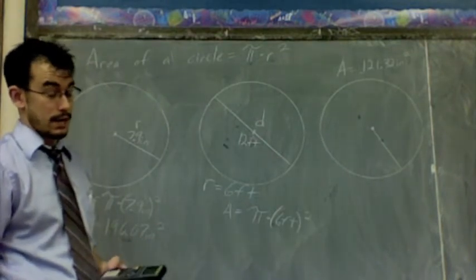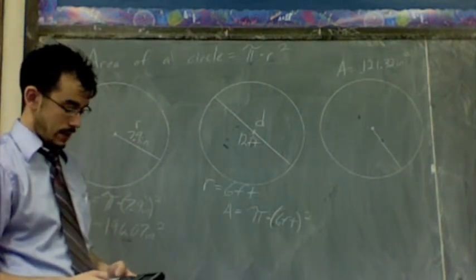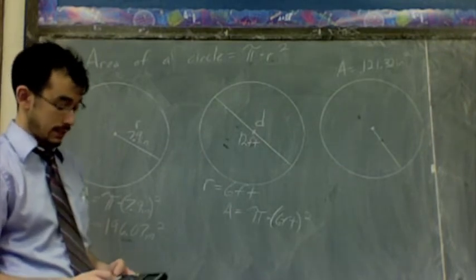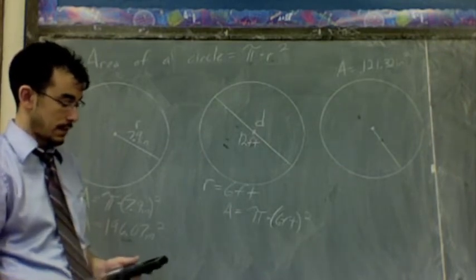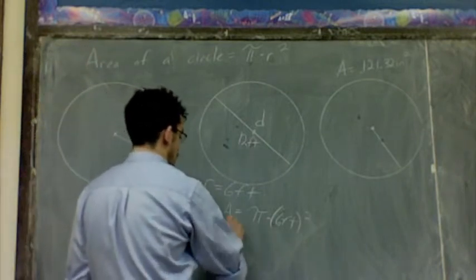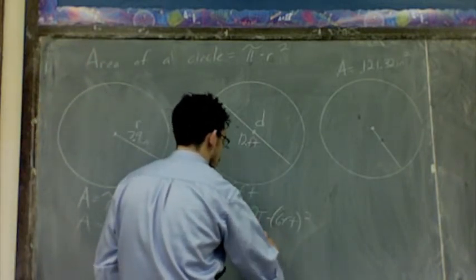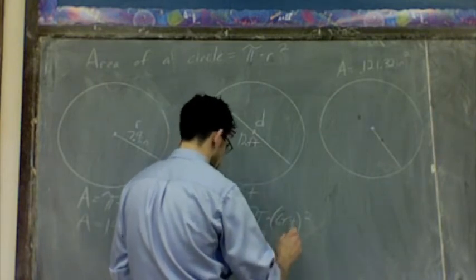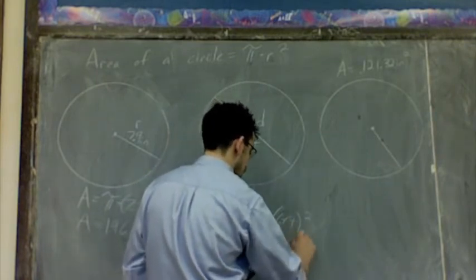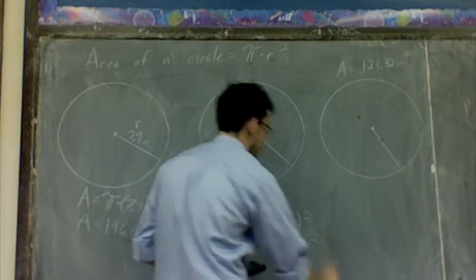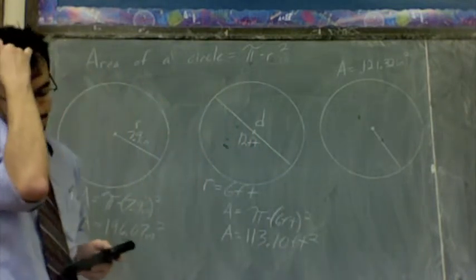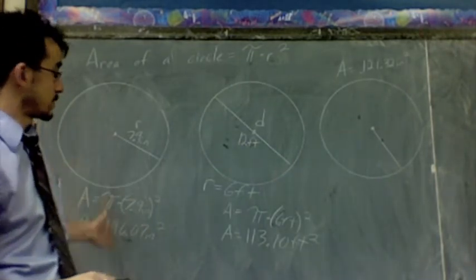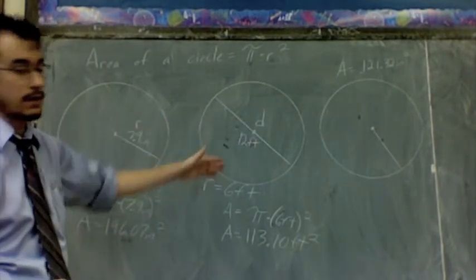And again, typing this in the calculator, pi times 6 squared, or pi times 6 times 6, or 3.14 times 6 times 6, they will all give you pretty much the same answer. You will get 113.10, or 113.1 feet squared, rounding to the nearest hundredth. Okay? And that's pretty much it. If you were given the radius, do that. If you're given the diameter, take half of it, get the radius.